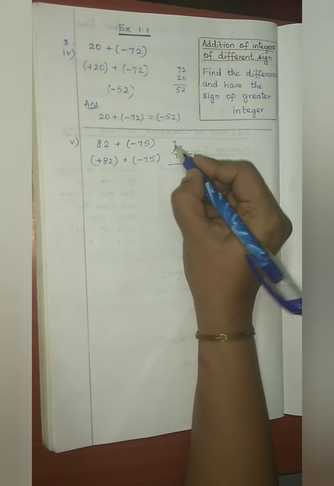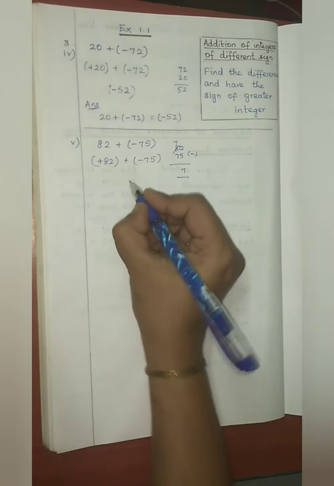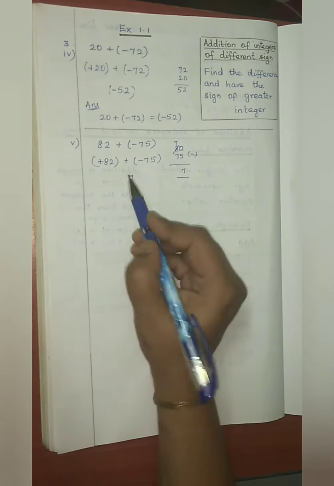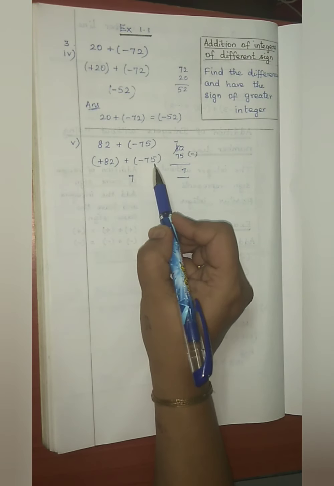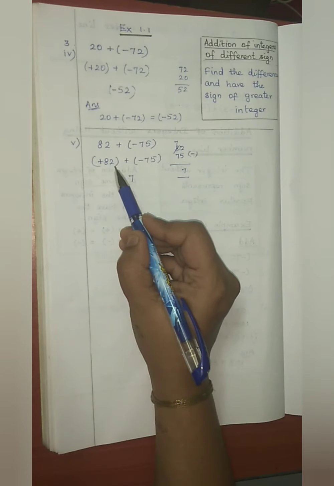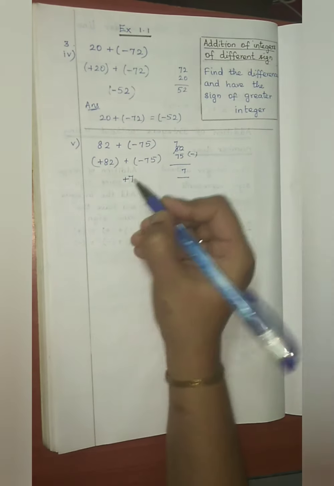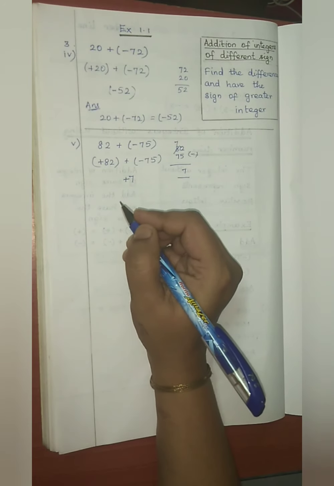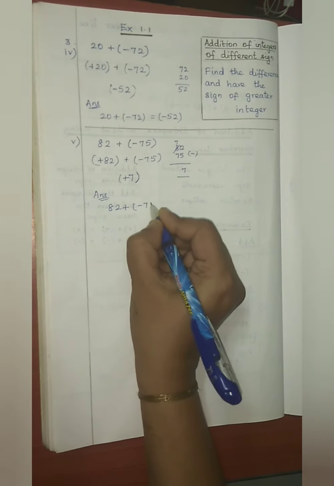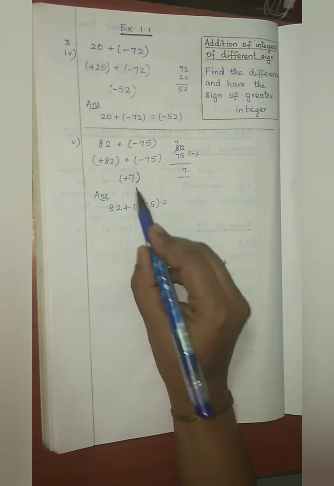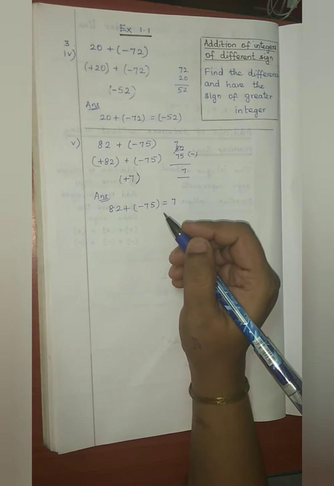When you subtract, what will you get? 12 minus 5, 7. Now, put the sign of the bigger integer. Which is bigger, 82 or 75? 82 is bigger. What sign do you have in front? Plus. So, plus 7 is the answer. So, 82 plus minus 75 is equal to plus 7, or you can write 7. Both are one and the same.